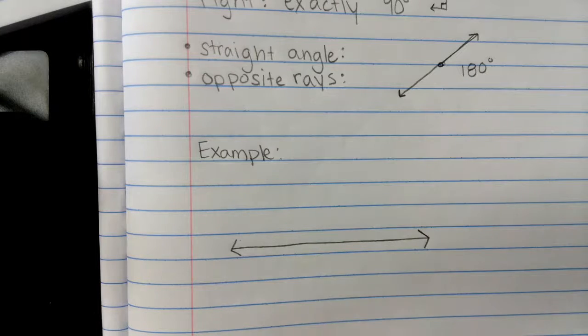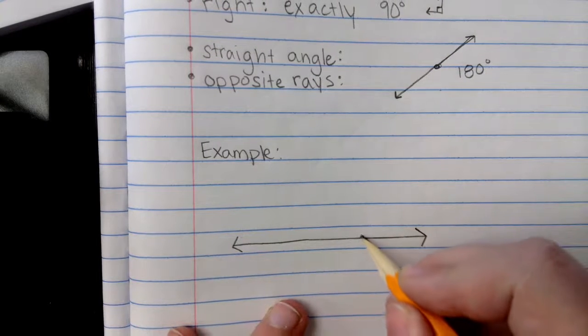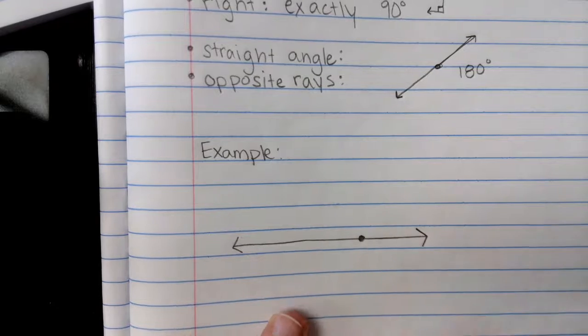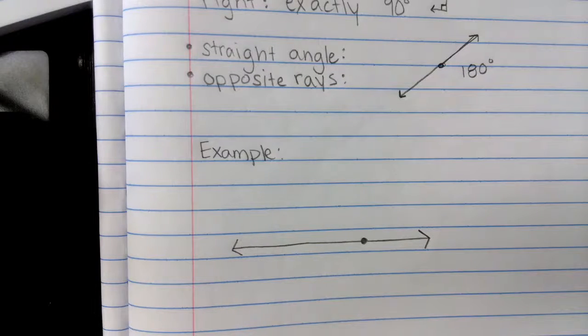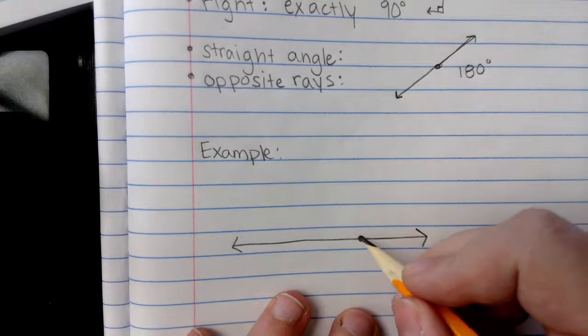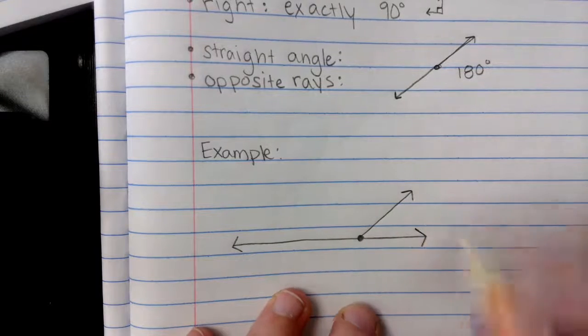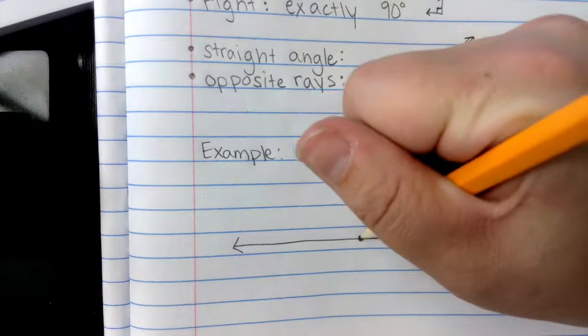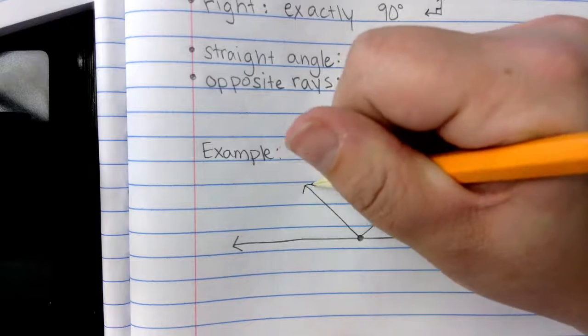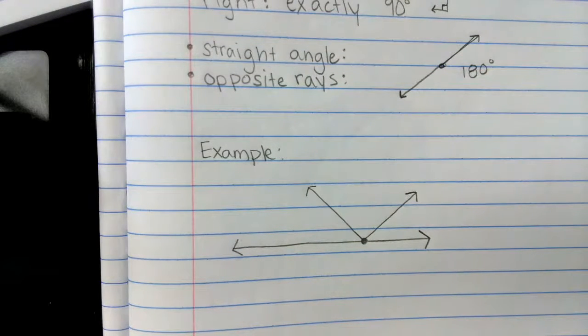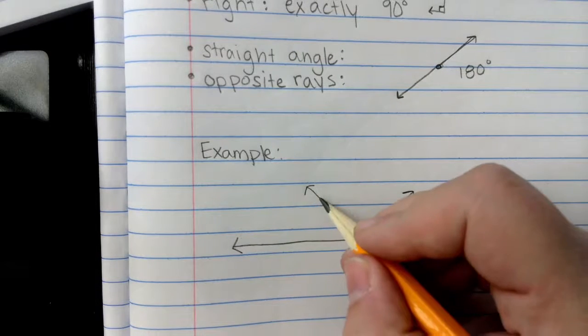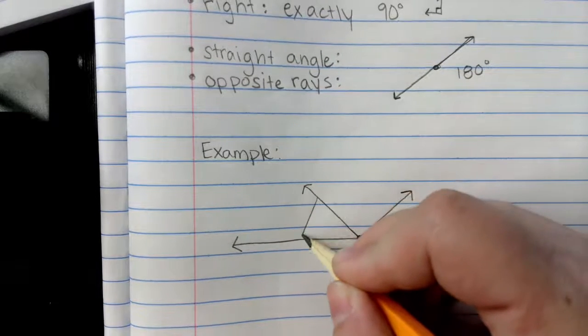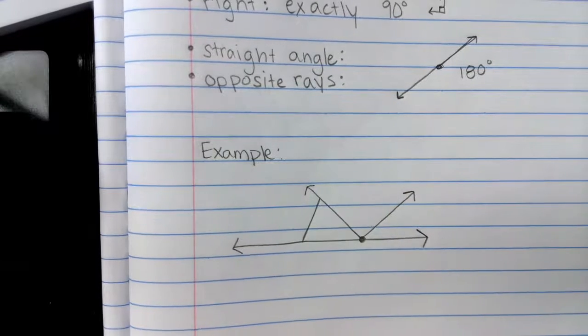From that line, we're going to put a point kind of to the right side, a little bit off to the right. We're going to draw a ray from that point going up to the right. And we're going to draw a ray going up to the left. We are going to connect this ray with the line to make a triangle.